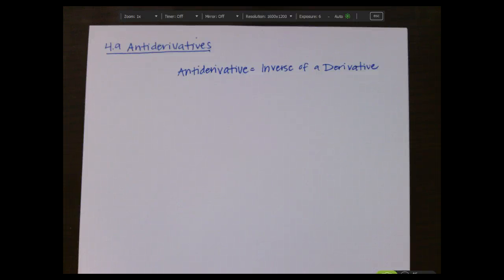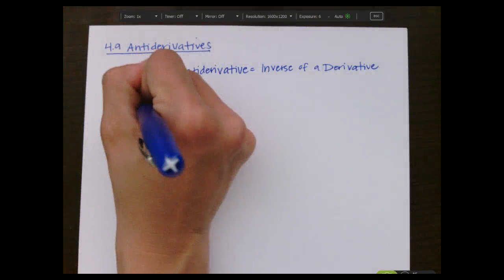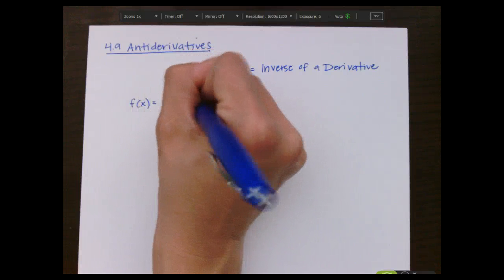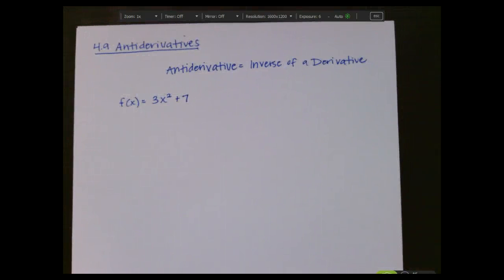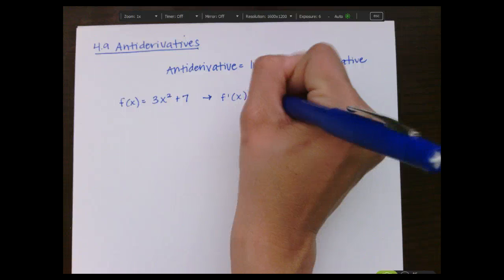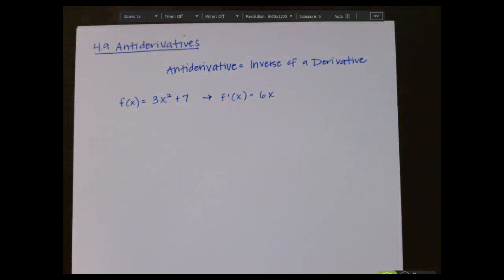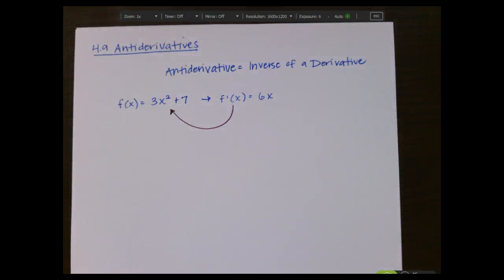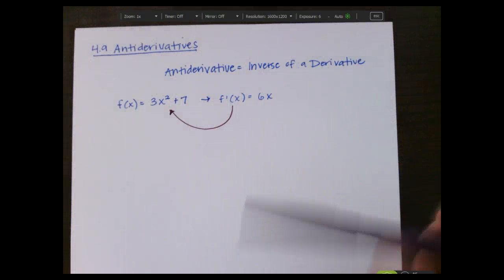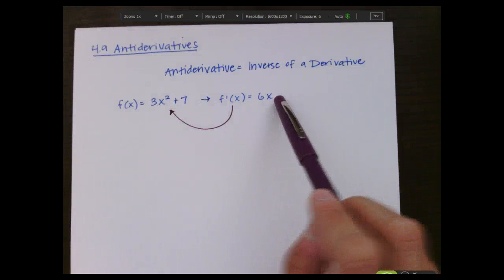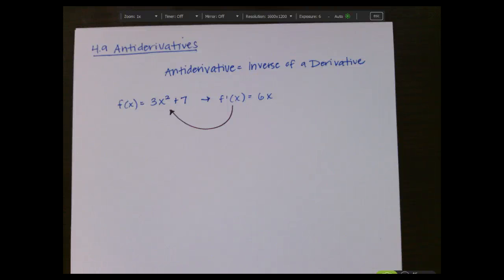its antiderivative. So let's say we have a function f of x equals 3x squared plus 7. And if we take its derivative, we would get the function 6x. So if we wanted to reverse that process, and we wanted to take 6x, the function, and determine what initial function we had that we took the derivative of that got us an answer of 6x, we have to do some backwards thinking.